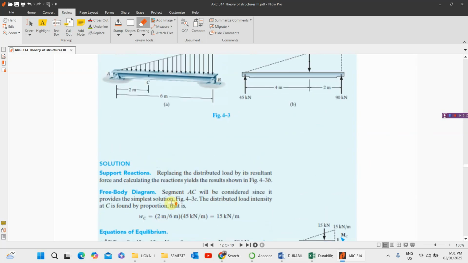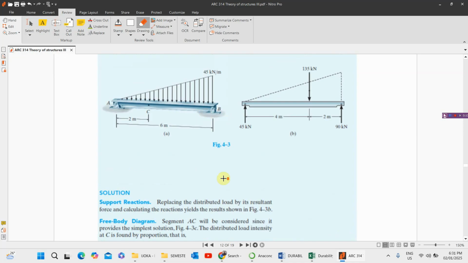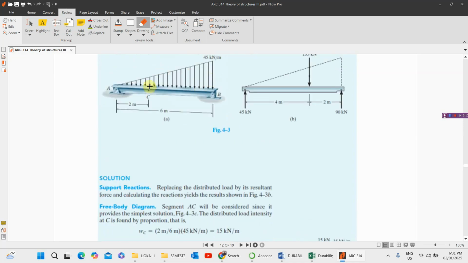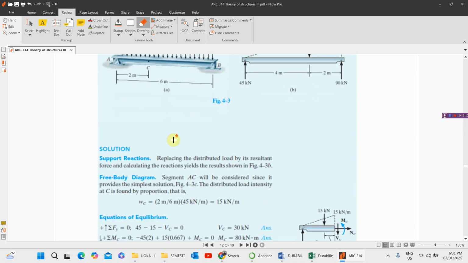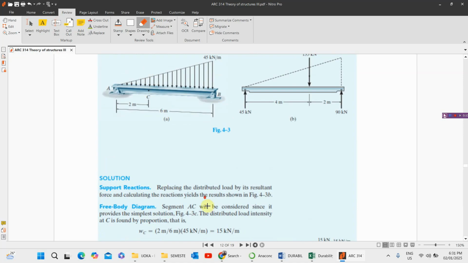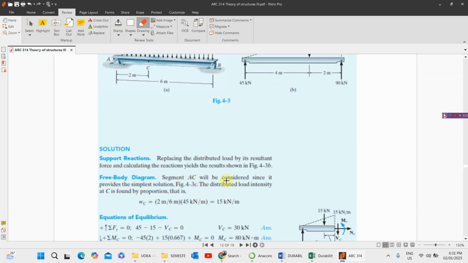Okay, this is the calculation. 2 divided by 6 times 45 will give us 15. That 15, sorry, let's say we are considering point C for this particular one. We are considering point C. So this segment AC will be considered, since it provides the simplest form.